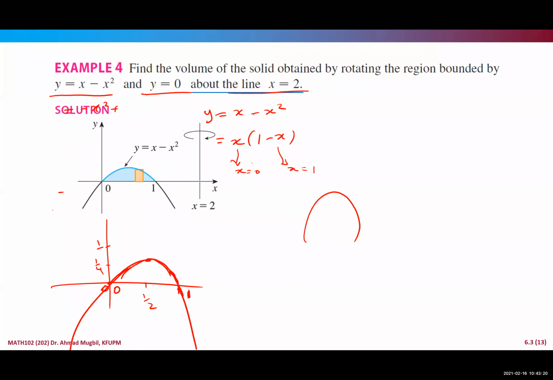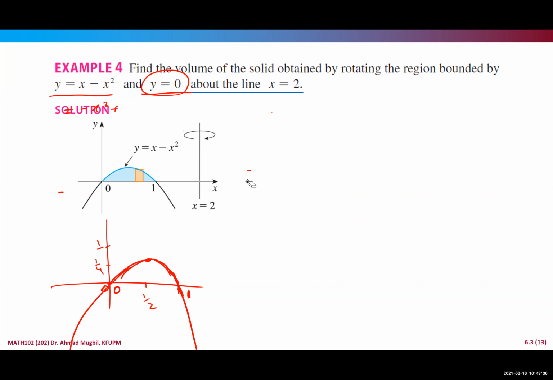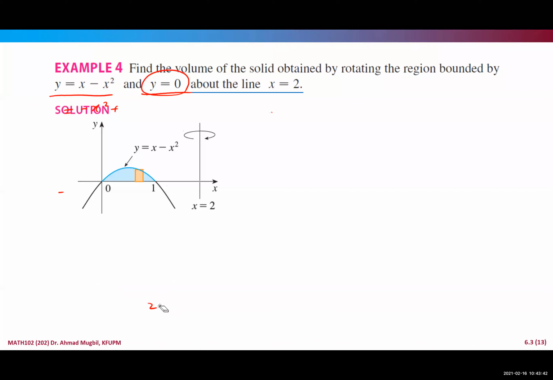So the region is between the curve and y equals 0, which is the x-axis. Now what we will do, shabab, this is the axis of rotation: x equals 2 is the axis of rotation. Here you cannot use the other methods, they are not practical at all. So it is better here to use the shells method.